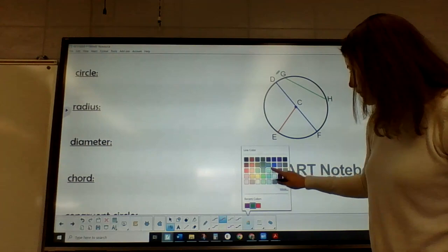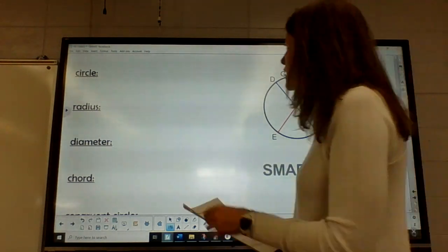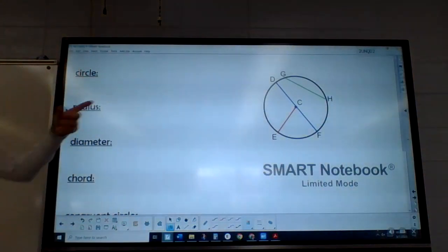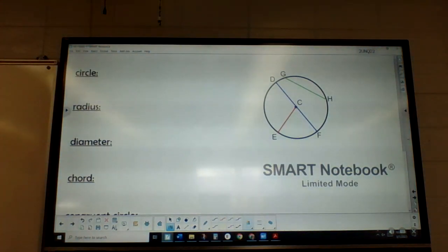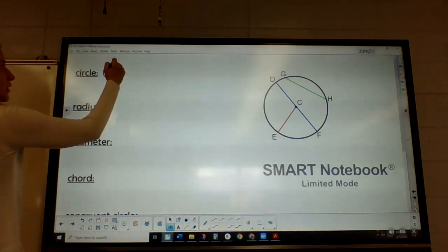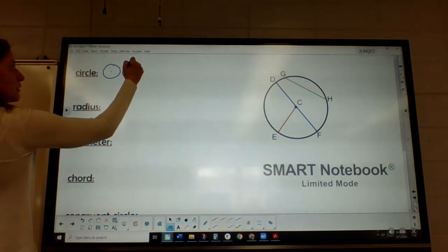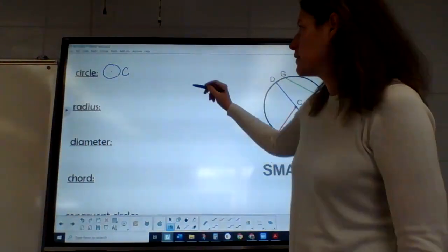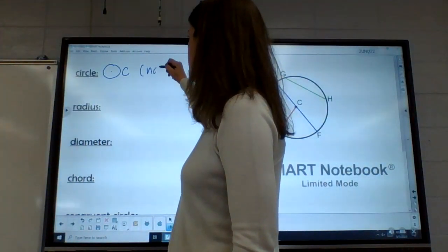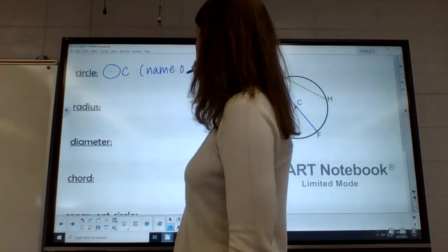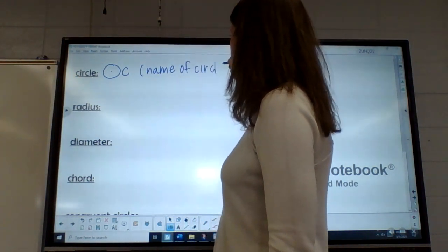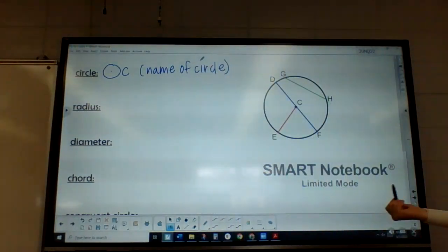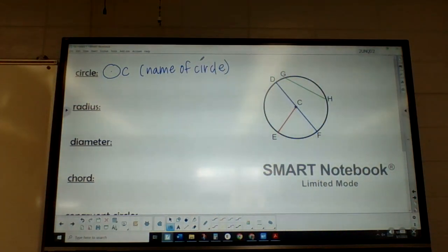So, let's see if my colors will actually change now. All right, so in this circle, I have a bunch of different lines within the circle. We use the symbol, a circle with a little dot in the middle, C. So the name of this would be circle C. You name it based off of what we call the center. So C is the center.